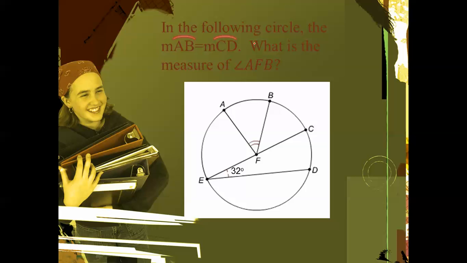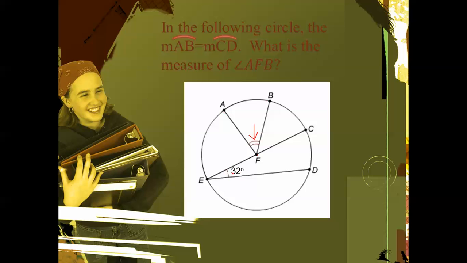All right, this one says, in the following circle, the measure of arc AB equals the measure of arc CD. What is the measure of angle AFB? So we want to know the measure of this angle right here.